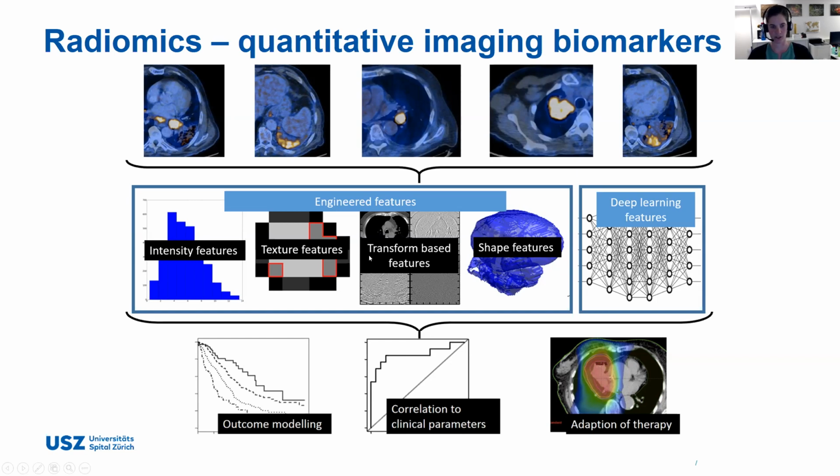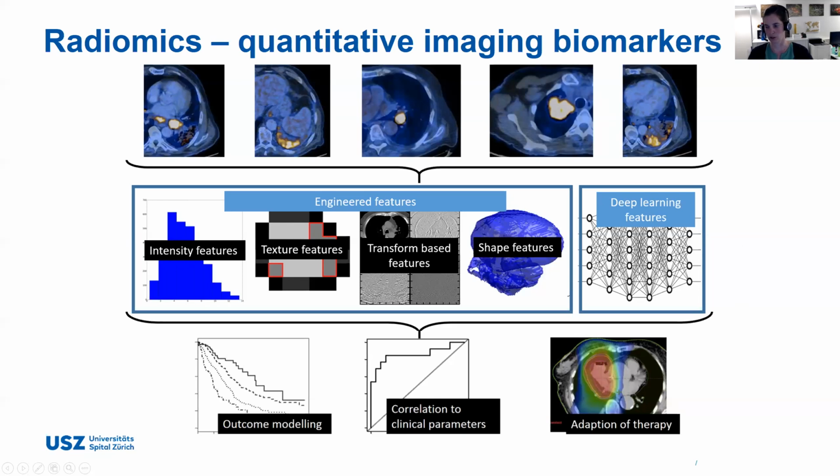Let's start with these engineered features. They can be features of the intensity of the image, so a mean, maximum, or a kurtosis of the histogram. It can be texture features describing the change in intensity from one pixel to the next one. Then there are certain transform-based features, for example, the image filtered with a high pass or low pass filter, and then again on this filtered image calculated the texture features. But then also shape features describing the shape of the tumor or the region of interest. So these are engineered features describing the tumor mathematically.